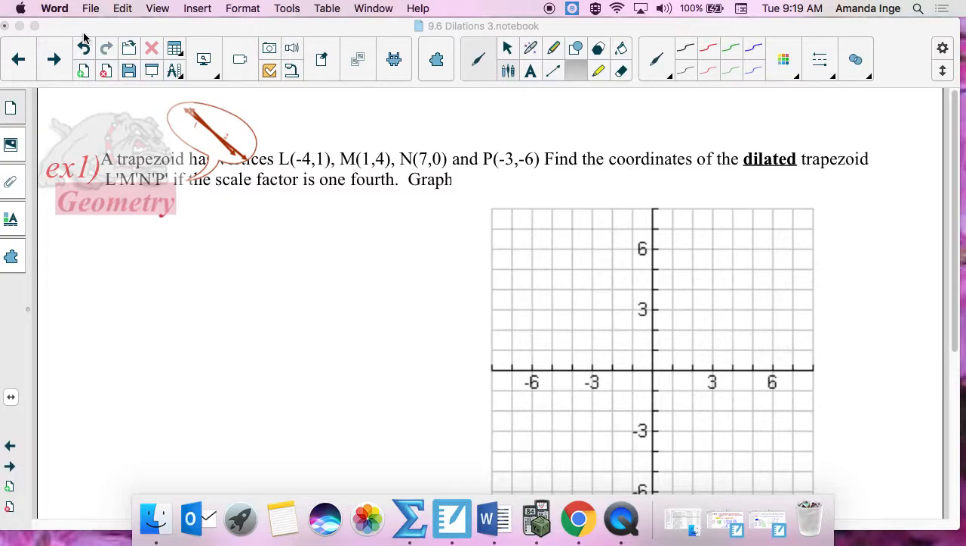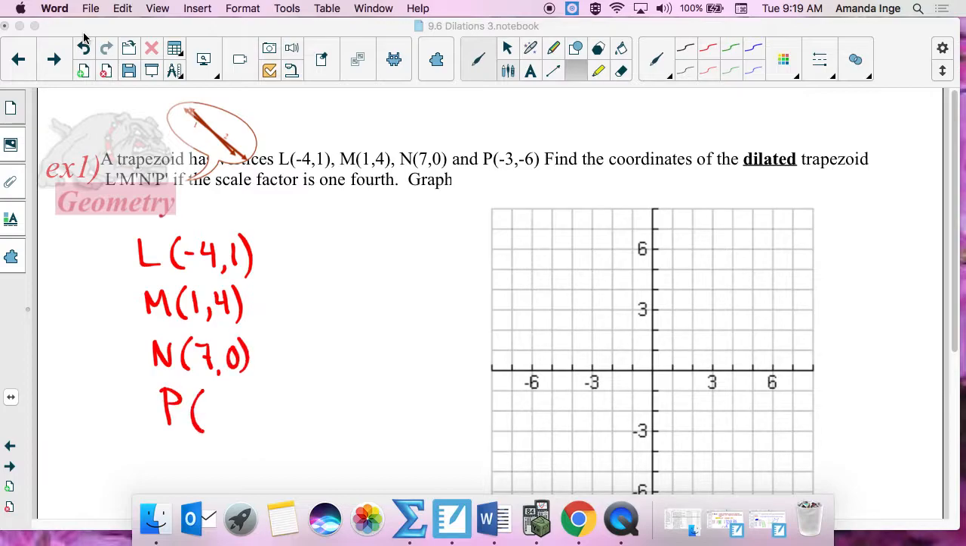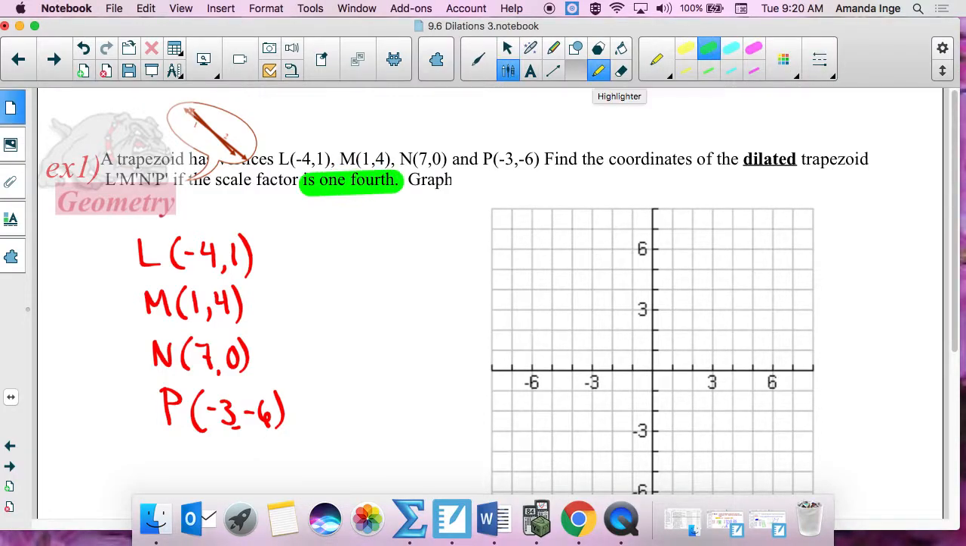So in this case, we have L at (-4, 1), M at (1, 4), N at (7, 0), and P at (-3, -6). It tells you that this trapezoid has a scale factor of 1/4. So all you're going to do is multiply each one of these by 1/4.